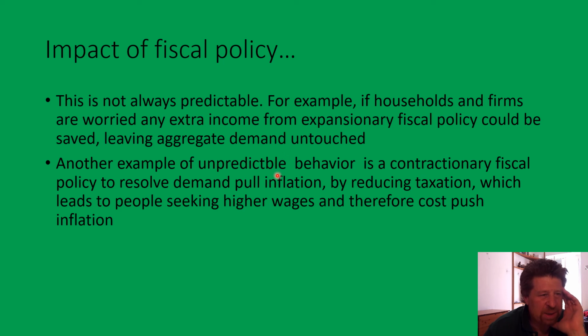Another example is in a contractionary fiscal policy to resolve demand pull inflation. Maybe they reduce taxation, but people start looking for higher wages, and that in itself can push up inflation. You've got cost push inflation. So it all goes on the behaviour of the citizens. So we've got these economic logics and models and rationales, but in reality, it's not always predictable.